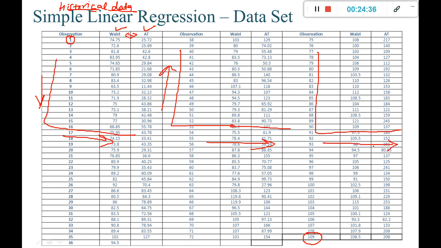For some period of time, waist is increasing, AT is also increasing, but after that it is decreasing, maybe. So we need to find out what type of relationship we are getting over here. That is the point. If we find out that yes, there is a good relationship between waist and AT, then we can build a model.